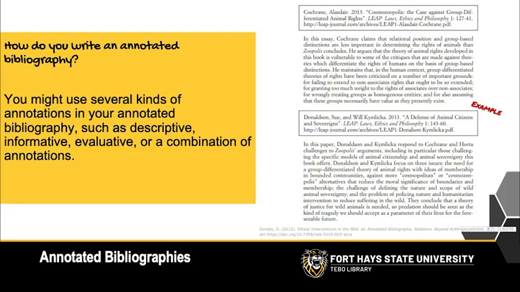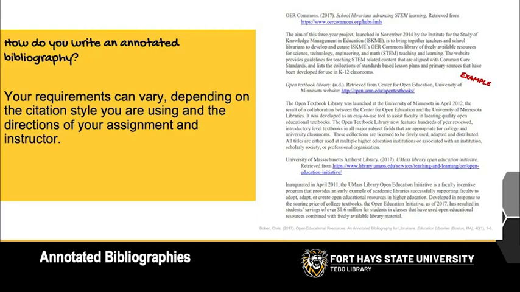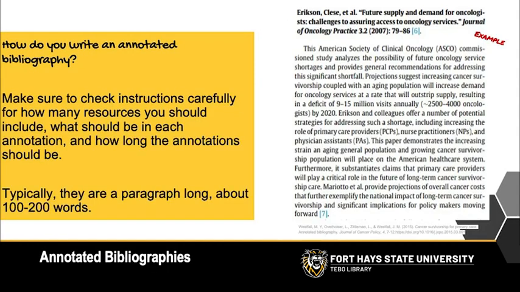You might use several kinds of annotations in your annotated bibliography, such as descriptive, informative, evaluative, or a combination of annotations. Your requirements can vary, depending on the citation style you are using and the directions of your assignment and instructor. Make sure to check instructions carefully for how many resources you should include, what should be in each annotation, and how long the annotations should be. Typically, they are a paragraph long, about 100 to 200 words.